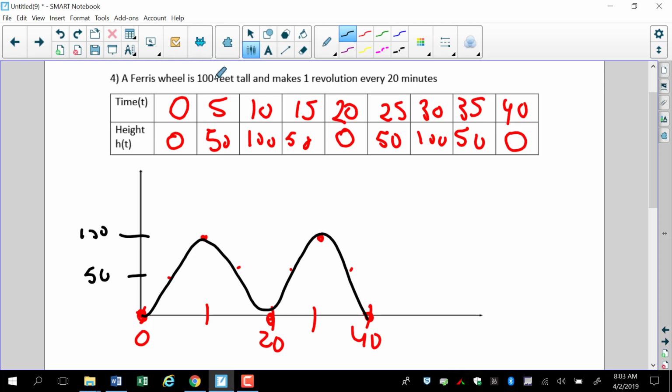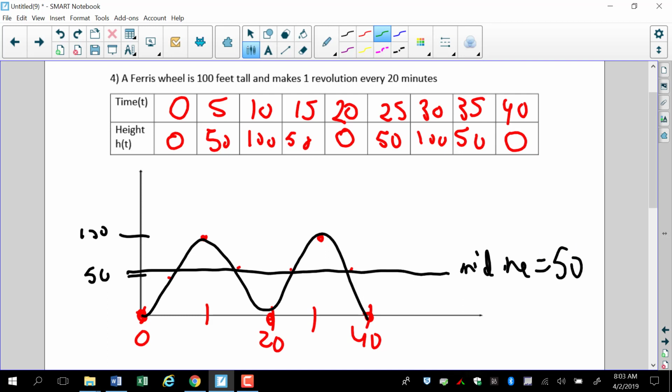Here's 50, here's 100. So 100-foot tall Ferris wheel, you should notice, and I'm going to draw this line right across here. This is our midline, which is equal to 50. Our amplitude, that is also equal to 50.